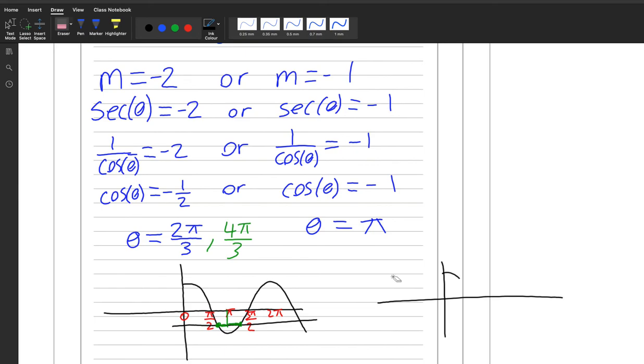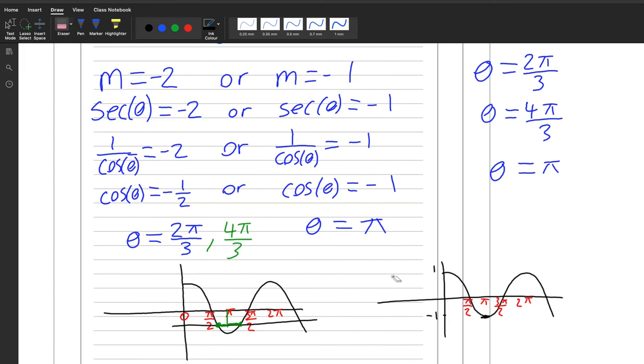Okay, and then for the other one, I'm just going to draw another graph afresh. And because theta was equal to pi, let me do it in a different color actually. Pi over 2, pi, 3 pi over 2, and 2 pi. So one of my values down here is going to be pi. There are no other values, put minus 1 over here, and 1 over here. There are no other values within the range that gives me minus 1. So that's my only value. So my final answers are going to be theta equals 2 pi over 3, theta equals 4 pi over 3, theta equals pi. And that's it.